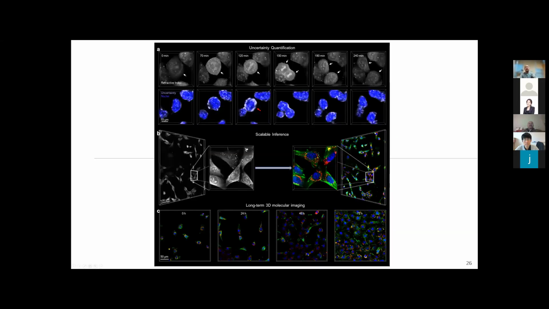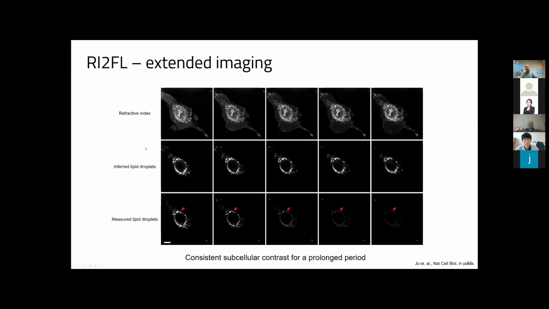So there are several advantages. For the sake of time, let me just show the data. So we can do scalable inference, and we can do long-term 3D molecular imaging. And as I said, there is no photobleaching and phototoxicity. And if you physically measure lipid droplet, after some time, it goes away. But the AI-inferred fluorescent data just prevails over time.